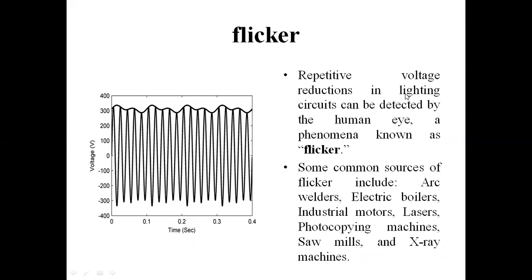Repetitive voltage reductions in a lighting circuit can be detected by the human eye, a phenomenon known as flicker. We observe this flicker in a tube light when we turn it on. Some common sources of flicker include arc welding, electric boilers, industrial motors, lasers, photocopying machines, mills, and X-rays. These are the causes of flicker.